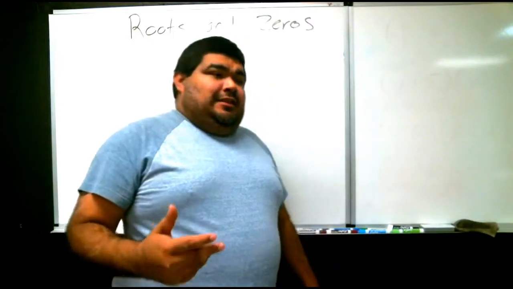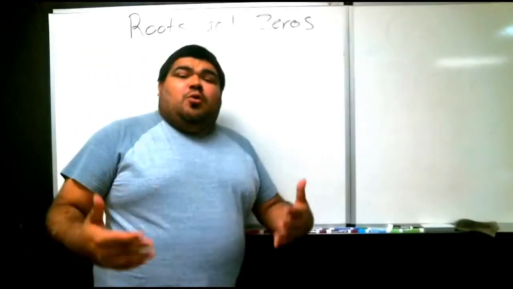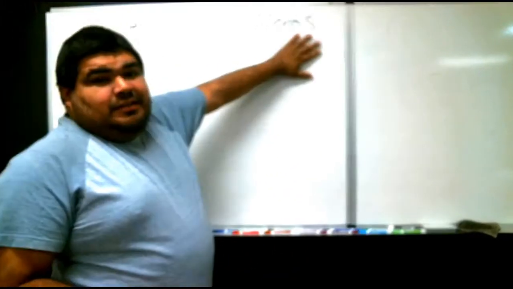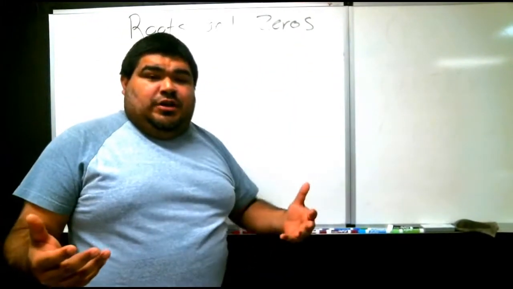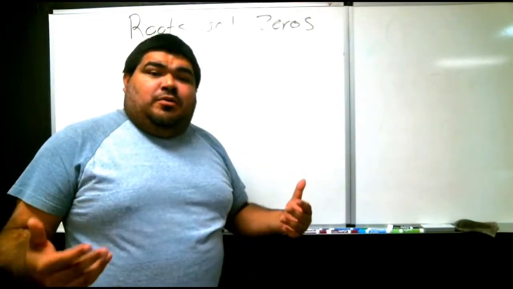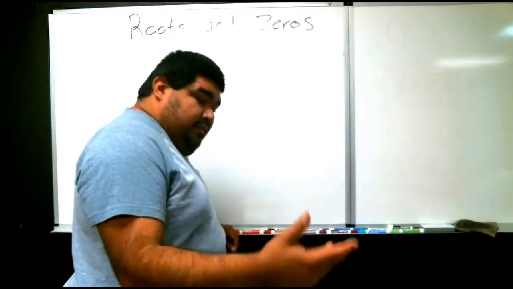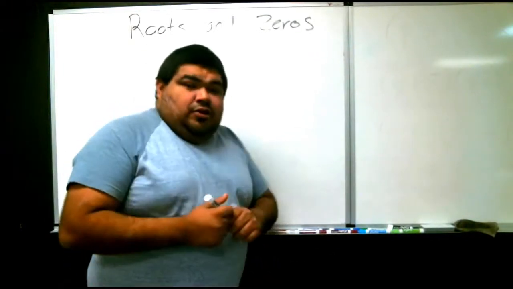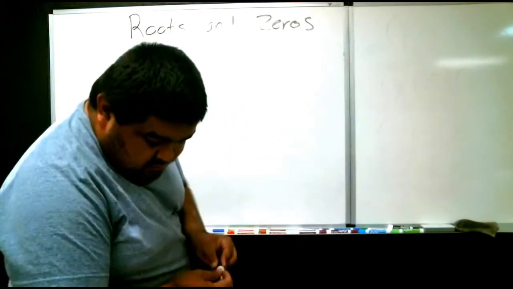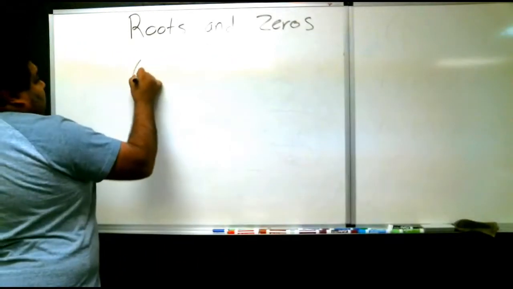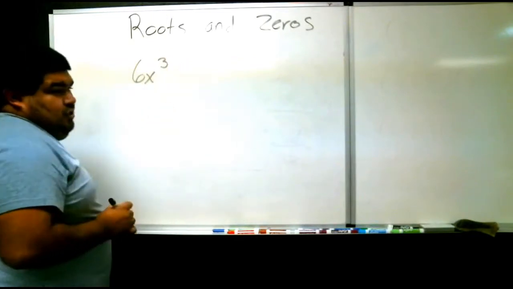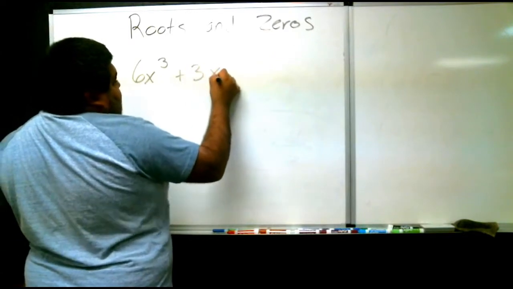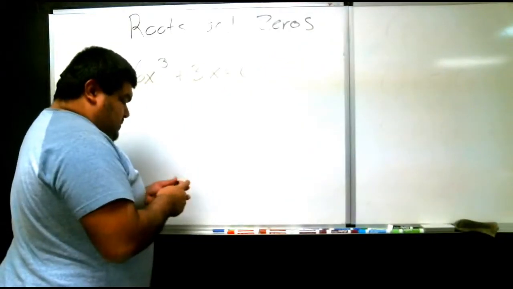But before we get into synthetic division, there's always a way to find out how many zeros are in your equation, usually involving polynomial equations. Even quadratics fall under that category. So if I have something like 6x cubed plus 3x equals 0, okay?